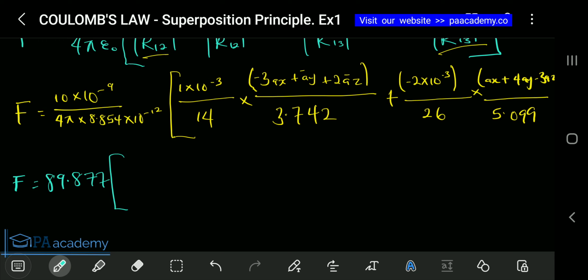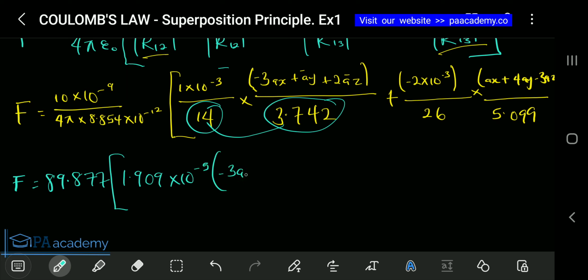So just follow along. Now the next thing I want to do is this: 14 multiplied by 3.742. So what I'll do is 1 times 10 to the power minus 3 divided by the product of this. So if you do that correctly on your calculator, you are going to be getting 1.909 times 10 raised to the power minus 5. Exactly. Then we bring in minus 3ax plus ay plus 2az.